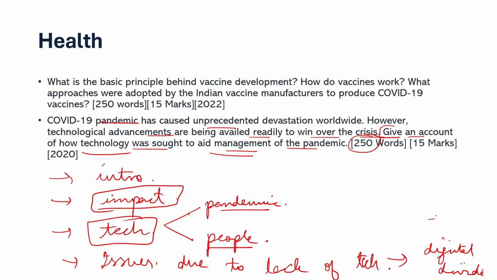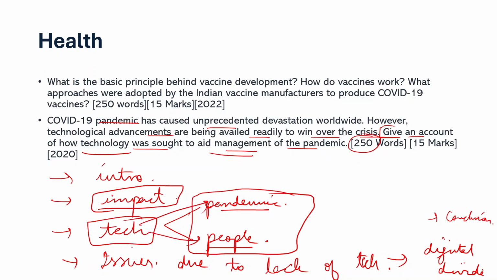Then you can finally write your conclusion. But please remember that although the answer is structured like this, the main crux of your answer, the main focus of your answer has to be how technology has helped in the management of the pandemic. So this is the main part of your answer. So this should be most of your answer. About 60-70% of your answer should be this.